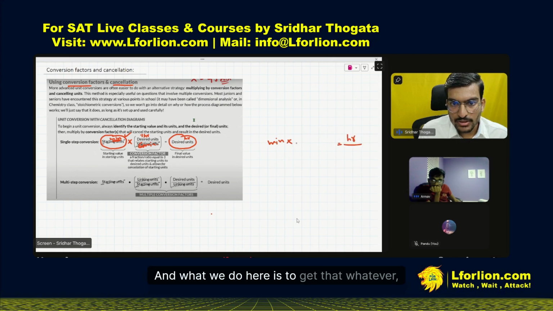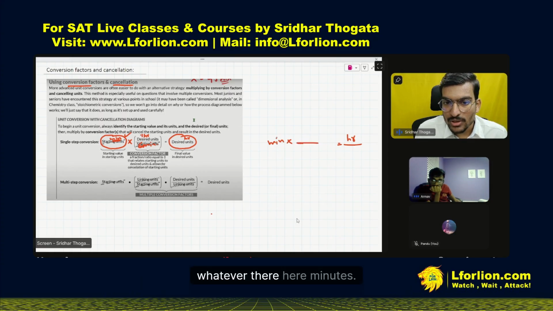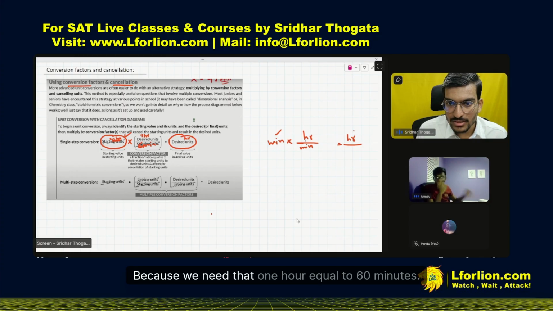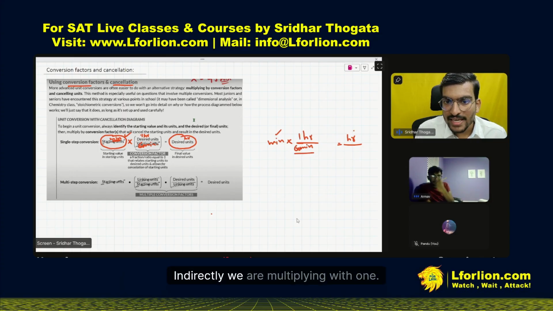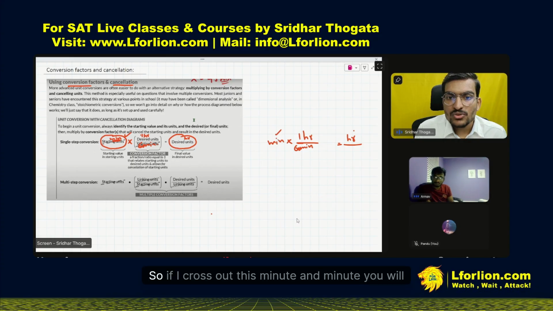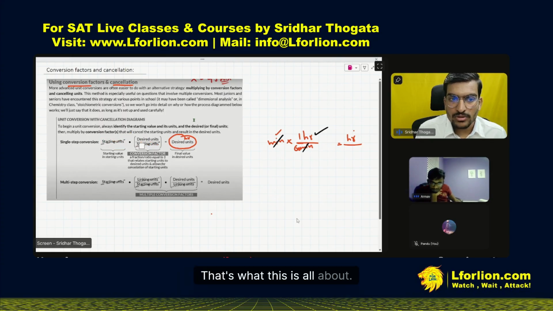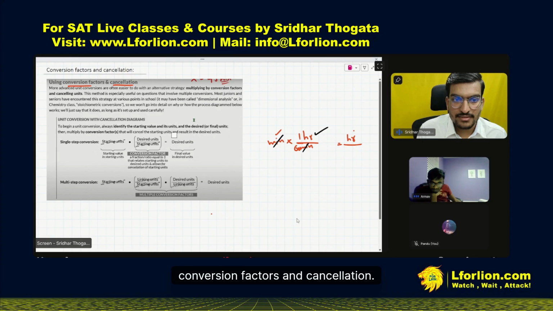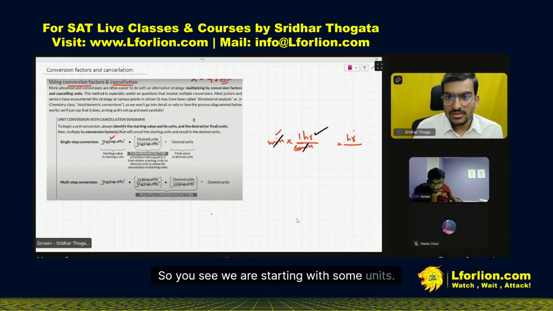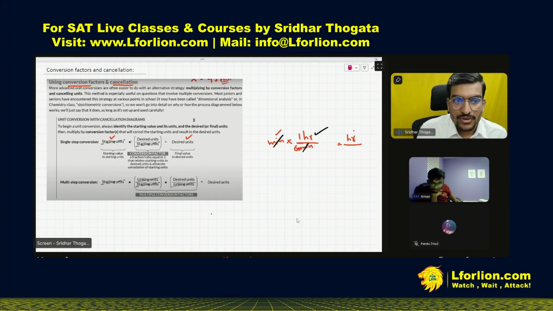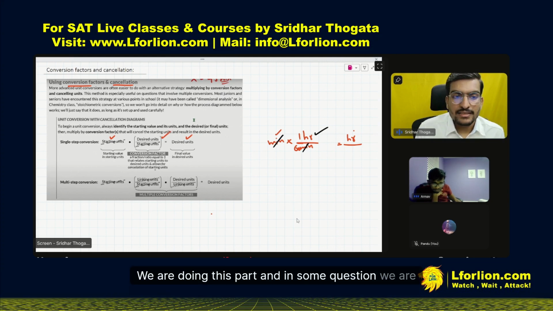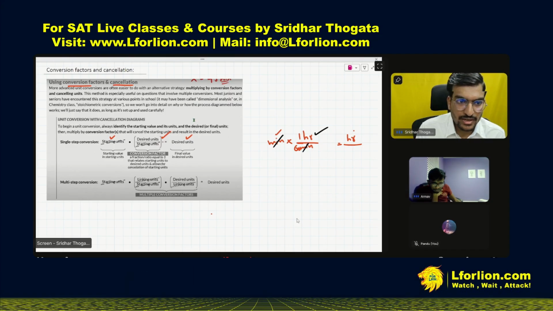The question is given in minutes, they are asking for the answer in hours. Whatever unit is here, minutes, we write that minutes here, and we write hour here because we need that. 1 hour equals 60 minutes. Indirectly, we are multiplying with 1, right? So if I cross out minute and minute, you will end up with hours in the answer, right? That's what this is all about, conversion factors and cancellation. We start with some units and get the desired units, like hour. For that, we are doing this part.